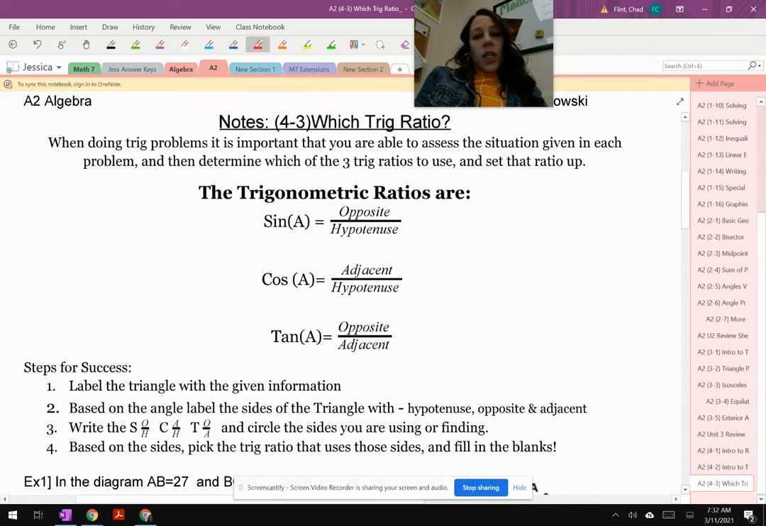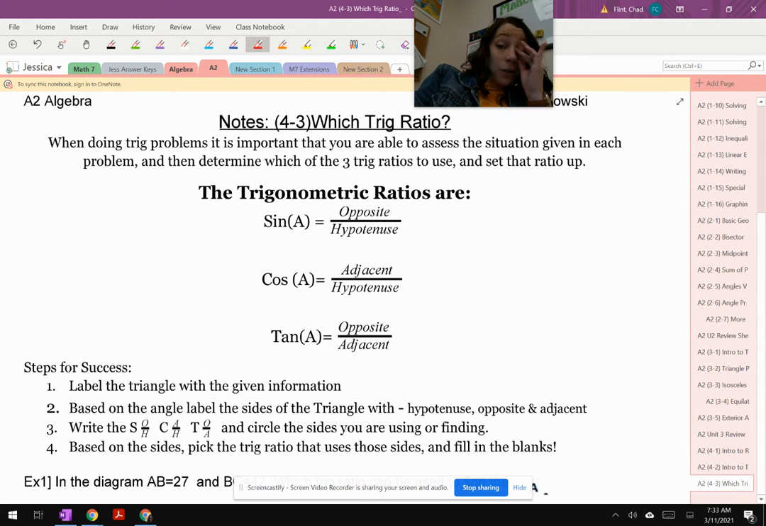Good morning. So we are looking at notes for 4-3 today, and this is about which trig ratio to use. So when you're doing trig problems, it's important that you're able to assess the situation in each problem, and then the hard part is that based on that situation, you have to decide which of the three ratios you're going to use to answer the question.